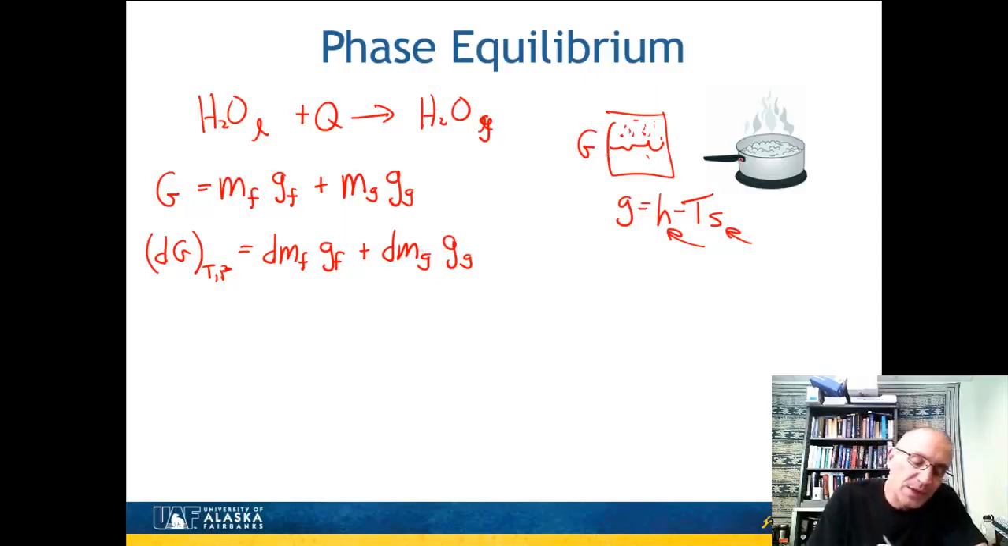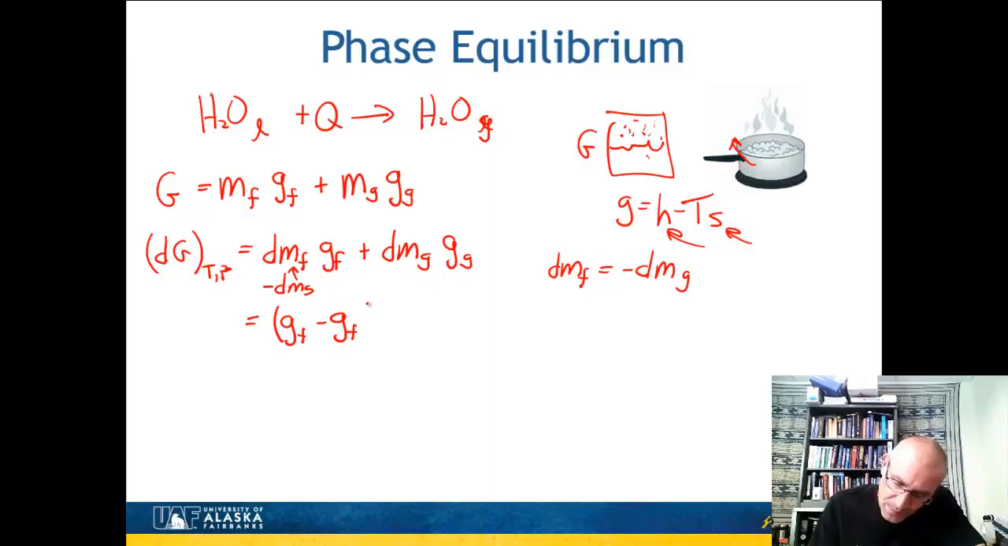One of the things is that clearly if I'm boiling, whatever liquid boils away becomes vapor. And so I know that dm of f, the amount of liquid that I lose, is just equal to minus that which I get in the vapor phase. Those are just the same magnitude of opposite sign. So over here I could just put dm of g in for that term right there. So this all becomes g of f minus g of g times dm of g. There's a minus sign in there.